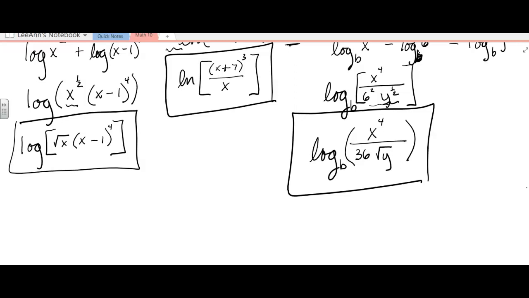Okay, so there was a lot on that one, a lot of examples for condensing. It's a little tricky, but you do a few of them and you'll get used to them. It's mostly just a lot of writing.